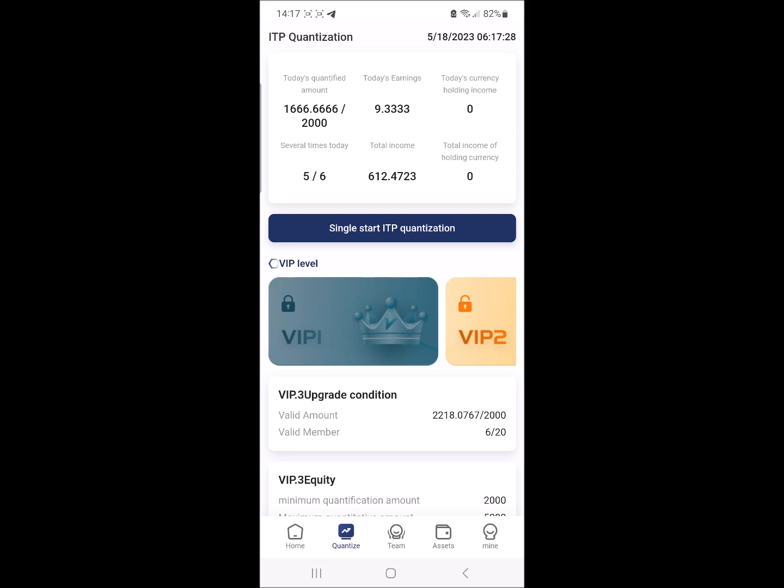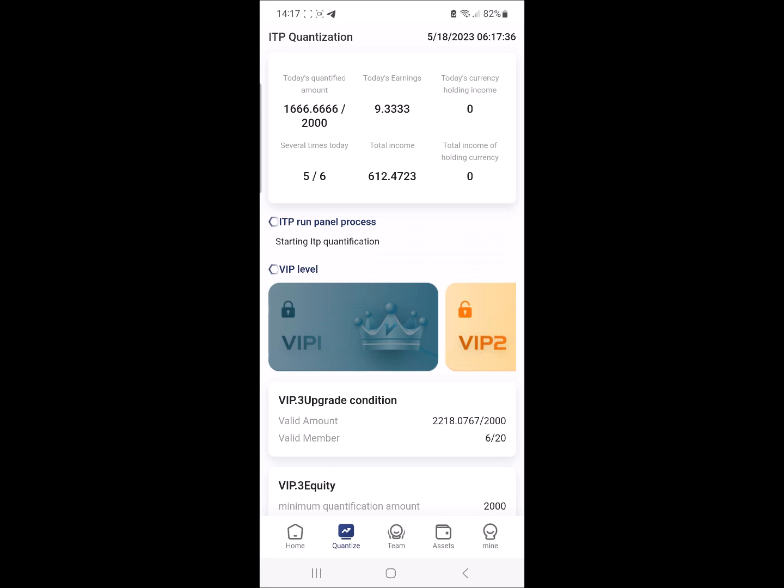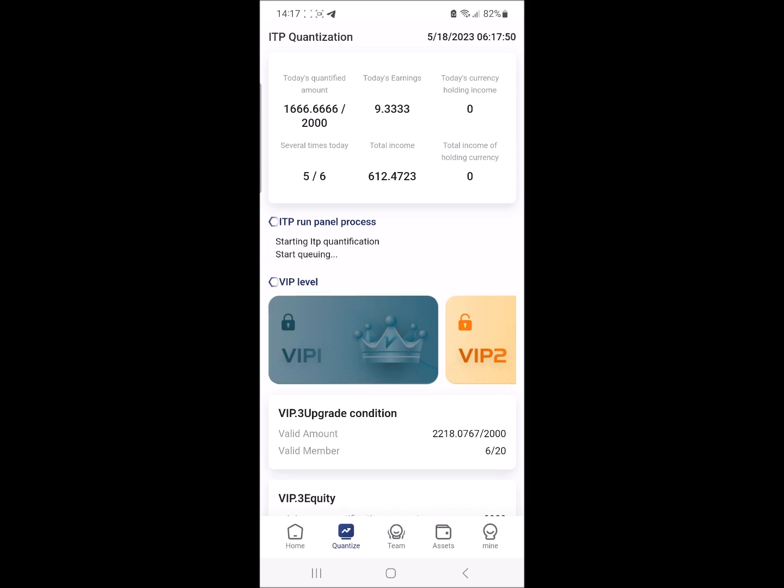So if I do it again, if I press that button where it says single start ITP quantification, right, it started the quantification. It can be a little bit like watching a kettle boil, waiting for this to happen. So sorry about this, but you'll see. Okay, starting queuing. We'll get there in a minute.